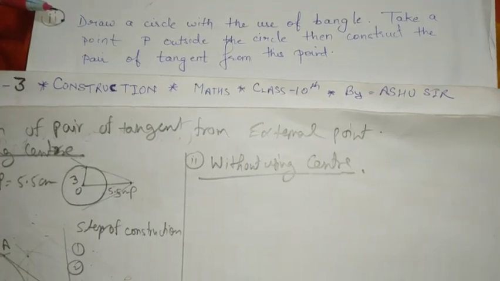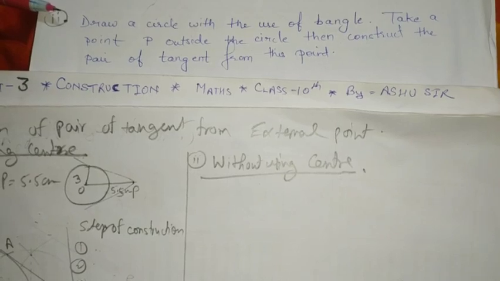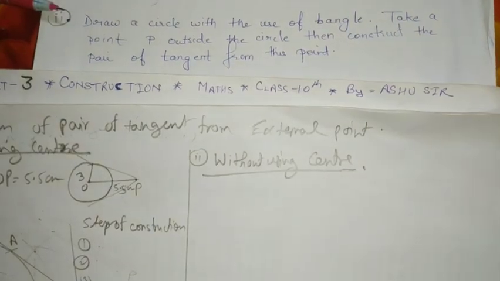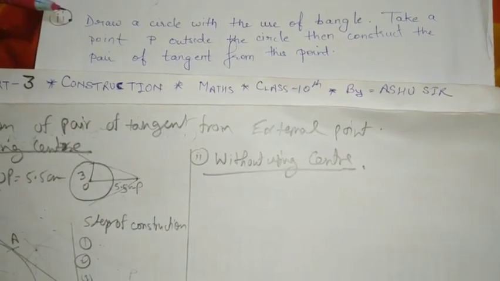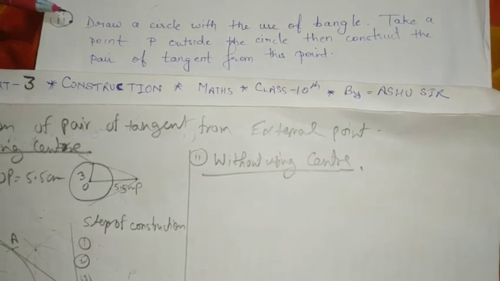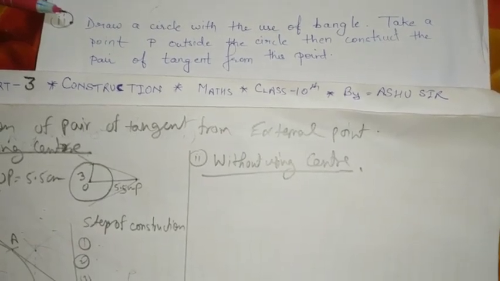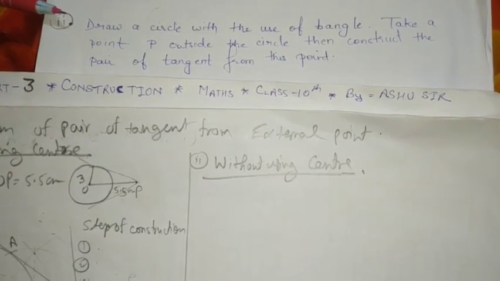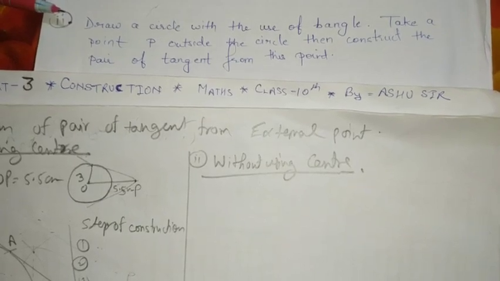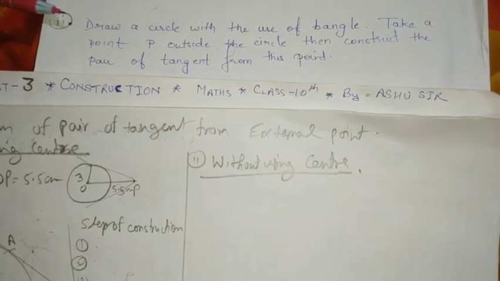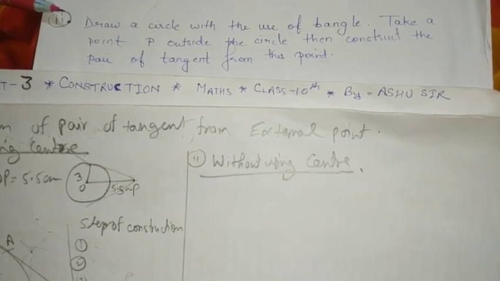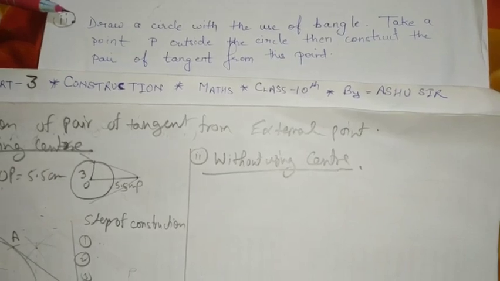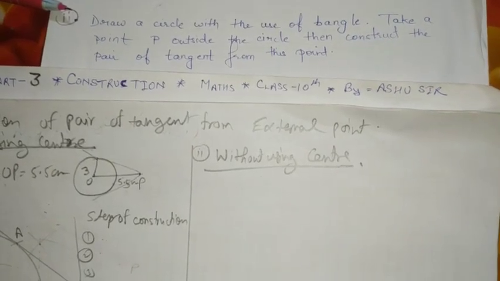Let's see the next topic: the tangent from the external point without using center. For explaining this topic we take one question. The question is on the upside, you have to see: draw a circle with the use of a bangle, take a point P outside the circle, then construct the pair of tangents from this point. Here the radius is not given. If the radius is not given, that means you cannot use the center of the circle.